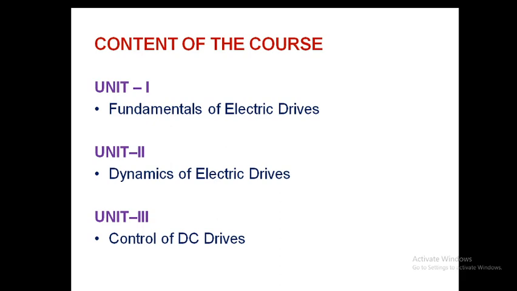That means quadrant diagram means there are 4 quadrants, right? In the xy plane, if you take speed on the x-axis, torque on the y-axis, first quadrant, second quadrant, third quadrant, fourth quadrant, respectively. First quadrant means both positive speed as well as positive torque. That means forward motoring you will get. If the motor is operating with positive speed and positive torque, then that is in forward motoring condition.